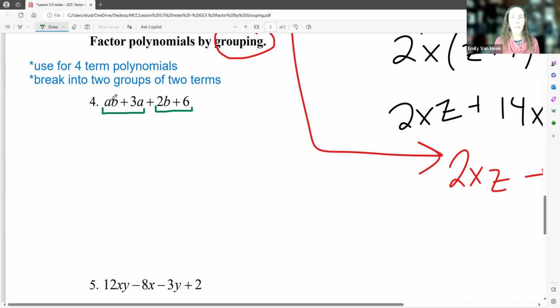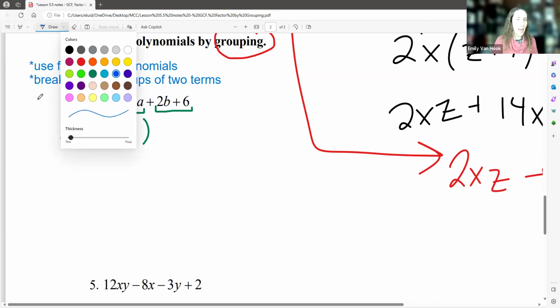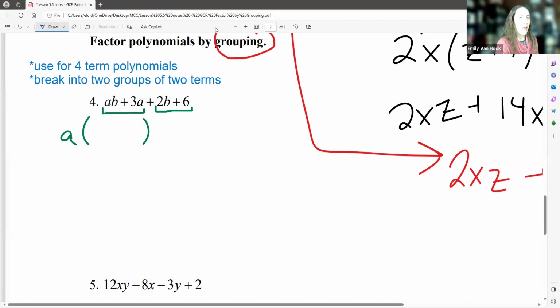For our first group, think of it like its own separate problem. It's AB plus 3A. Notice that we have an A in common. So I'm going to factor out an A here. So if we divide each of those terms by A, let's see what would be left. AB divided by A would be just B, plus 3A divided by A would be 3. And just do a quick little check distributing, right? A times B is AB plus A times 3 is 3A. So it works, right? So our GCF was A. We factored out A from our first group and we were left with B plus 3.